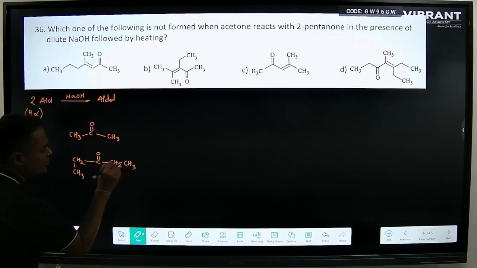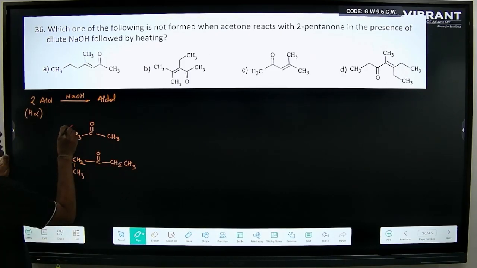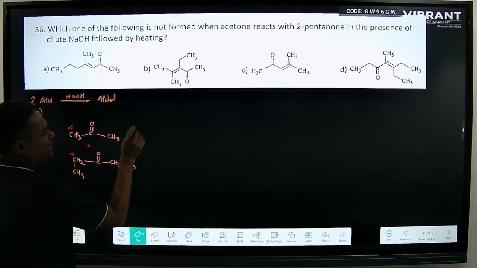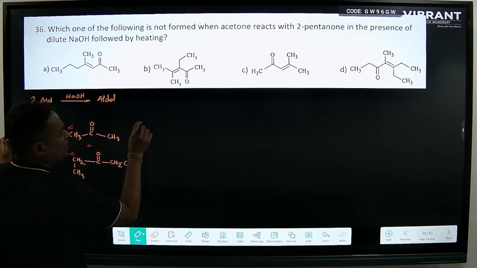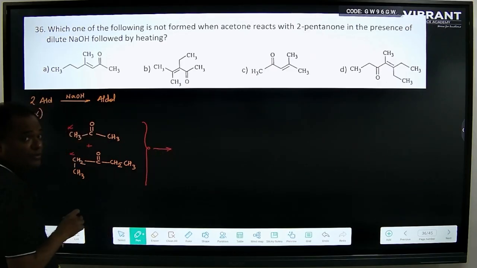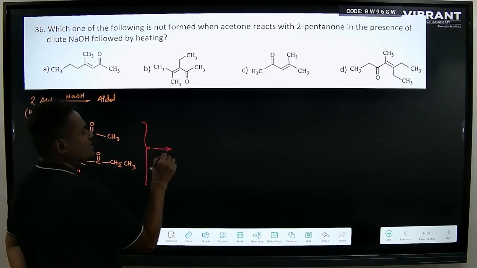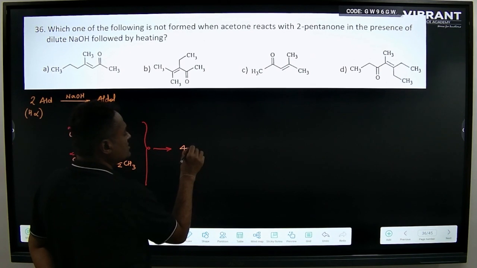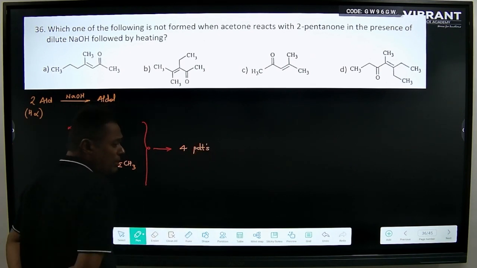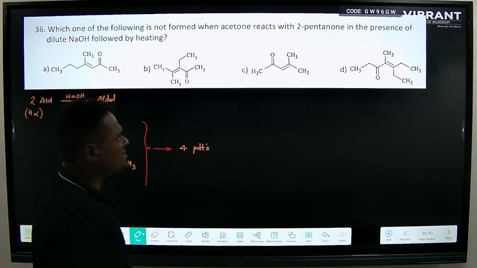Now, my question to you is, do both of them contain the alpha H? Yes. So, if both contain alpha H, your number of products will be more. That means, let's say there will be 4 products which can be obtained. Is it clear? But one more thing is very clear. Let's see first of all.